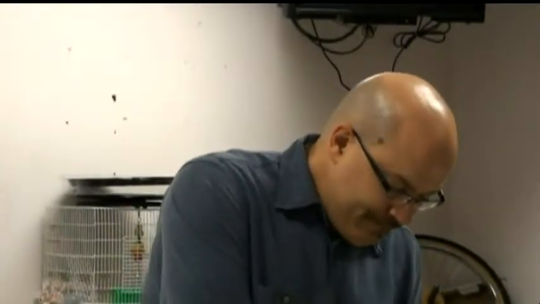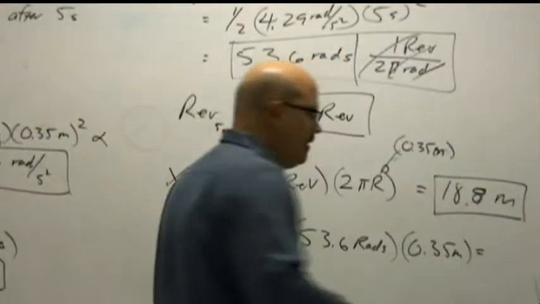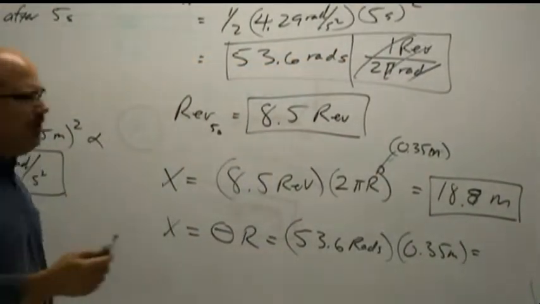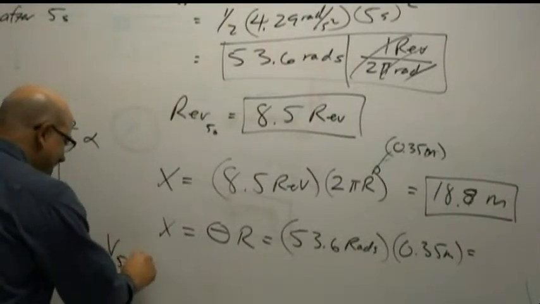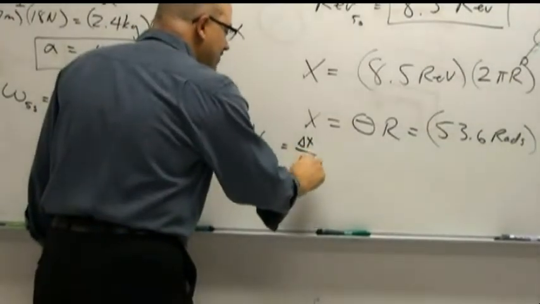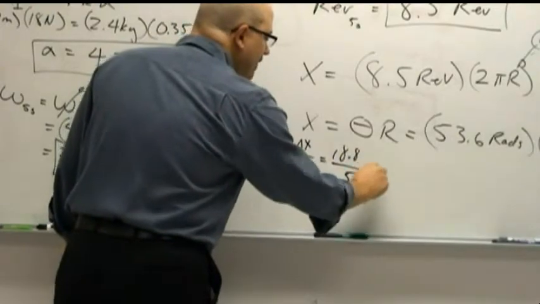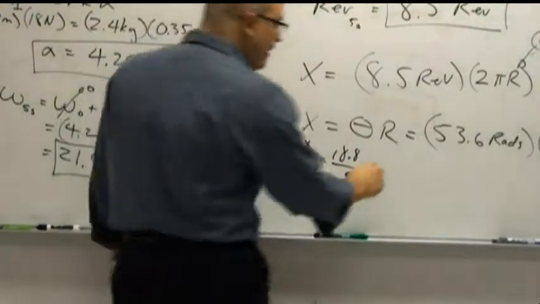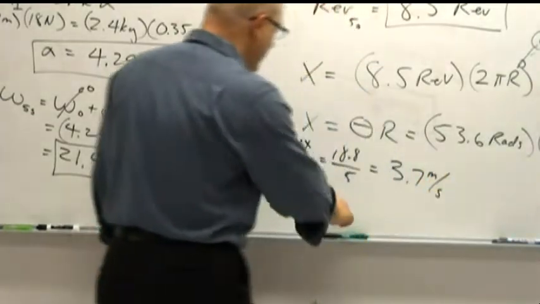So what's the velocity of this tire after 5 seconds? Do we want to know? Sure we do, because I asked. Well, the easy way to do it would be just change in x over change in time, right? That should be 18.8 over 5, which gives us 3.7 meters per second.